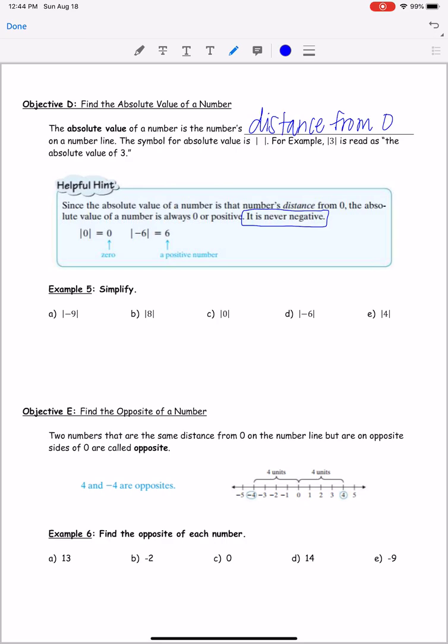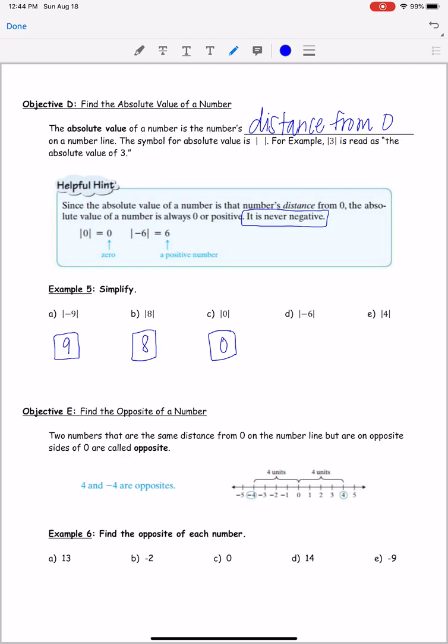So, simplify. We've got the absolute value of -9. The absolute value of -9 is a positive 9. The distance from 0 is still 9 units, even though it's going in the negative direction. Since it's distance, it's still 9 units away from 0. The absolute value of 8 is positive 8. So you can see here, it does not matter if we have a negative in those absolute value brackets or a positive. The outcome is always going to be a positive number every single time. The absolute value of 0, well, we have that right here, is 0.